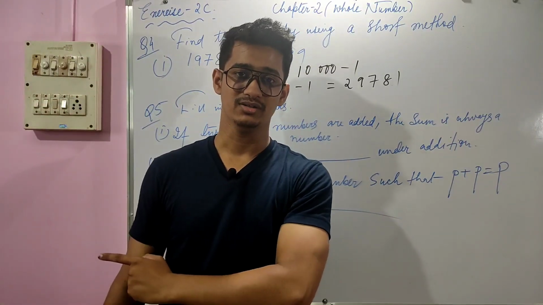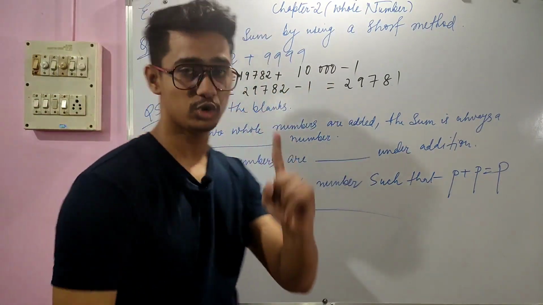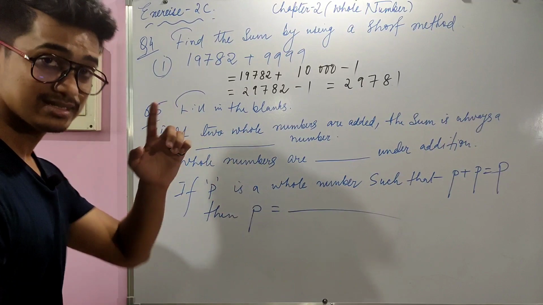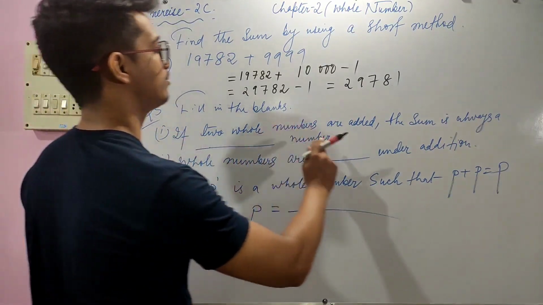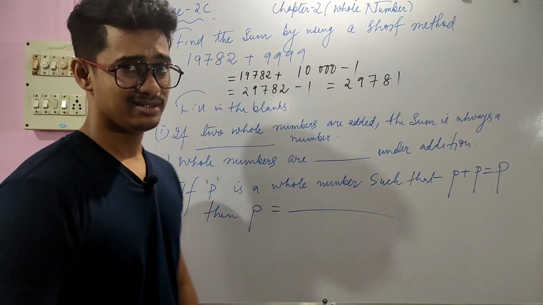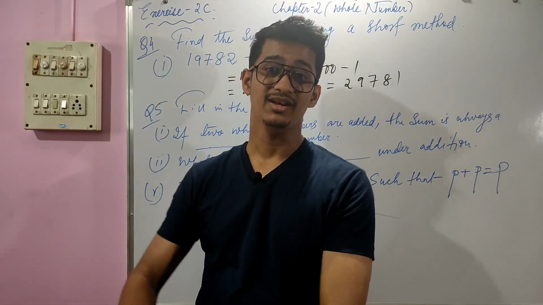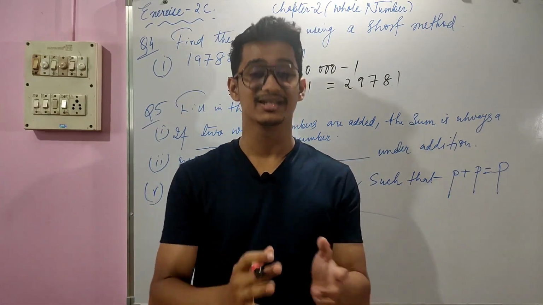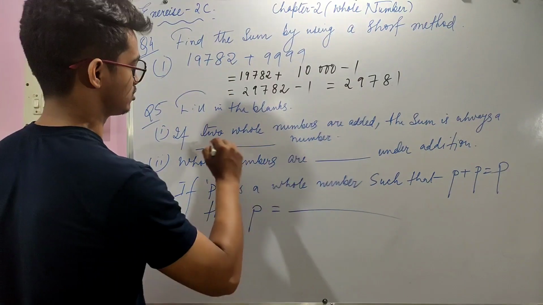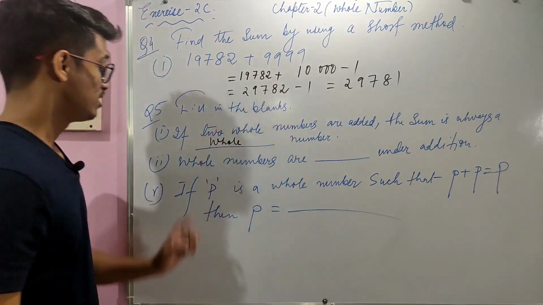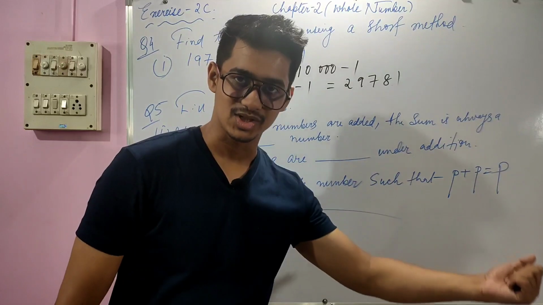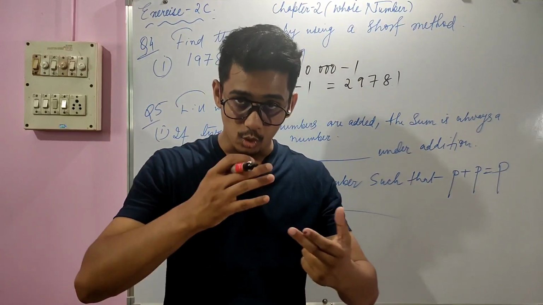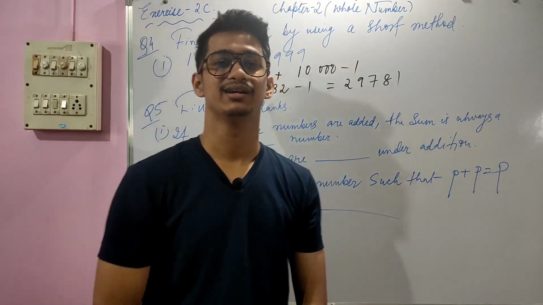And the next question, question number 4-2, you have to do in your home. So now question number 5, fill in the blanks. This is the last question of the day. If two whole numbers are added, the sum is always a whole number. I have already told you in closure property, if a pair of whole numbers are added up with each other, the result will be a whole number. So now whole numbers are dash under addition. Whole numbers are what under addition? The whole numbers are closed under addition.